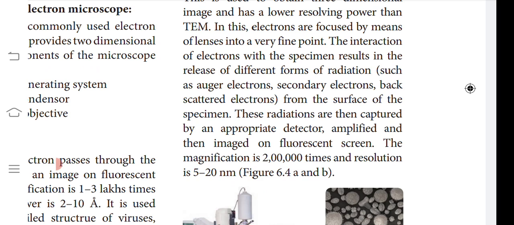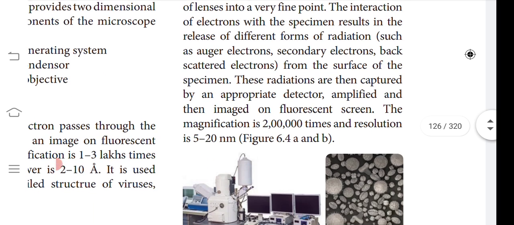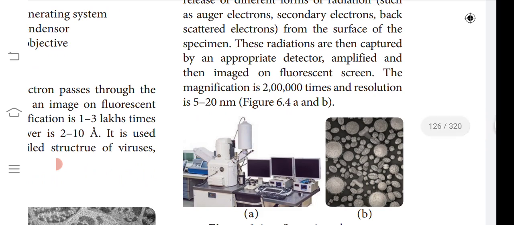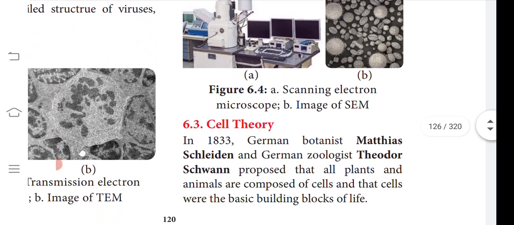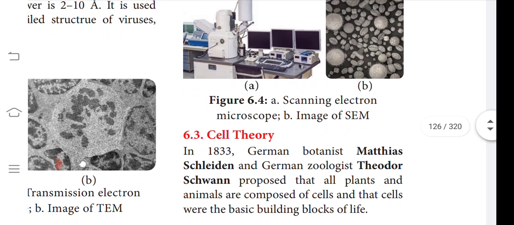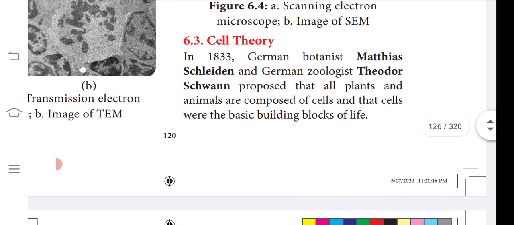Okay, so from the surface of the specimen, these radiations are then captured by an appropriate detector, amplified, and then imaged on the fluorescent screen. Okay, so here you have 2 lakh times magnification, and structures 5 to 20 nanometer in size you can find with the help of the scanning electron microscope.